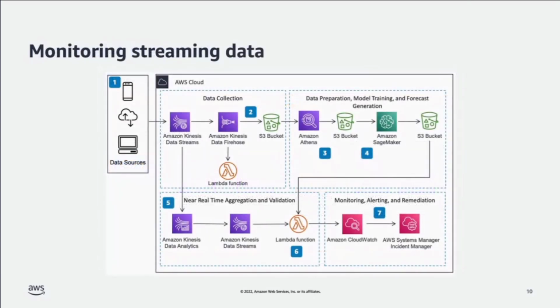Another use case is around monitoring streaming data with machine learning to identify and act on deviations from forecasts in near real time. So with this architecture pattern, this is how the flow looks like. Data is collected from multiple sources using Kinesis Data Streams. It is then persisted in Amazon S3 by Kinesis Data Firehose. Initial data preparation and aggregation is done using Amazon Athena and then stored in Amazon S3.